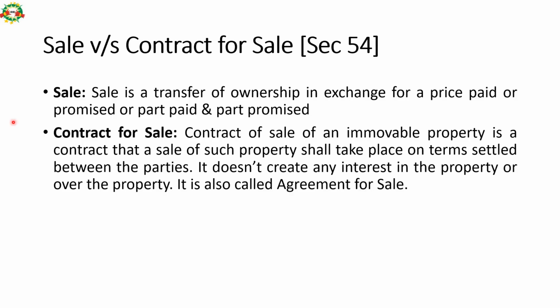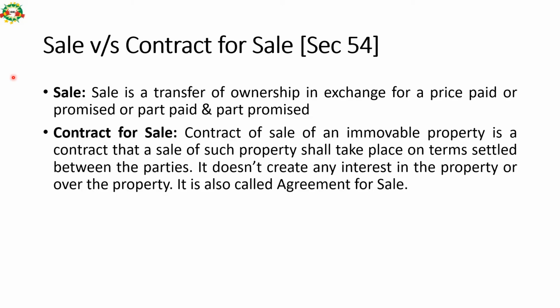So with this, we are done with general concepts of the TP Act. Now let us move to sale, sections 54 to 57. Sale versus contract for a sale, section 54. Sale is a transfer of ownership in exchange for a price paid or promised, or part paid or part promised. So whether the price is paid, or promised that I will pay in future, or partly paid and the remaining part is promised to be paid, that is a sale.